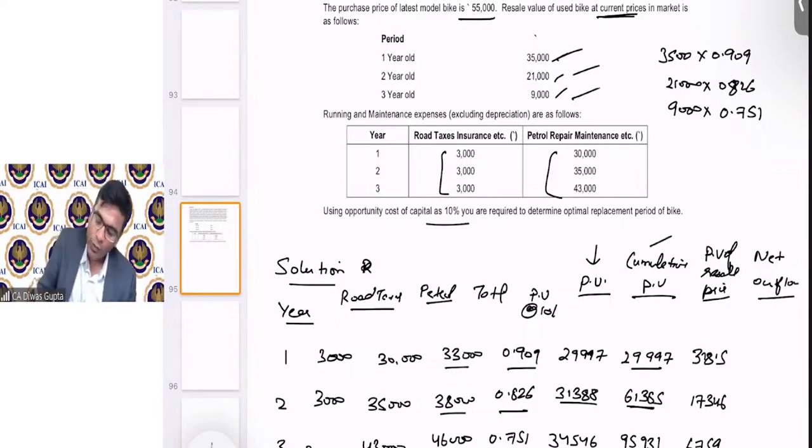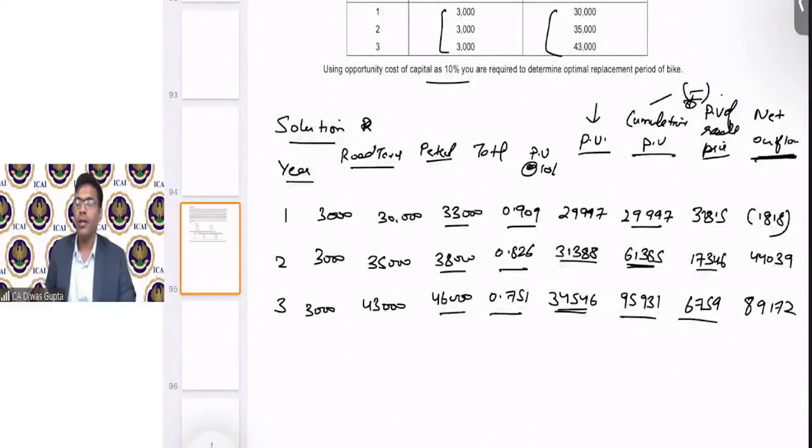So the net outflow. We will have to take cumulative present value minus the present value of resale price, because one is expense and one is income. So 61,385 minus 17,346 is 44,039. 95,931 minus 6,759 is 89,172. So students, please note that if we decide to continue for 3 years, we will have a present value of 89,172 as a net outflow, because we have added 3 years petrol and road taxes and reduced it by the third year realization that we will get, all at present value.